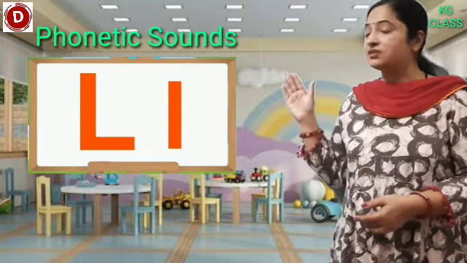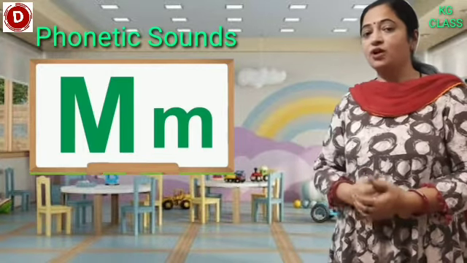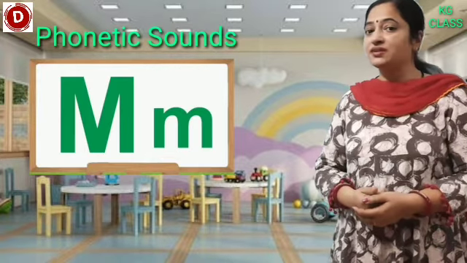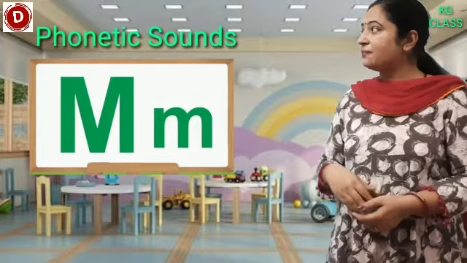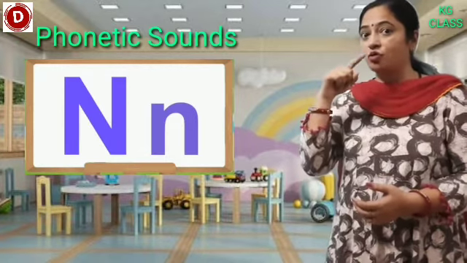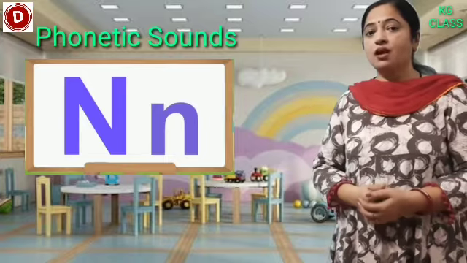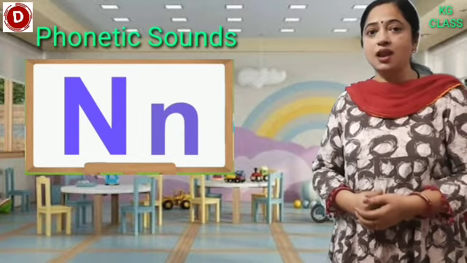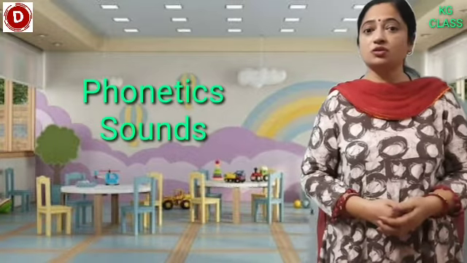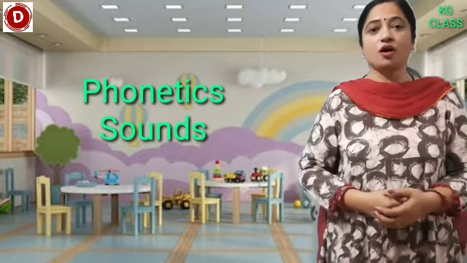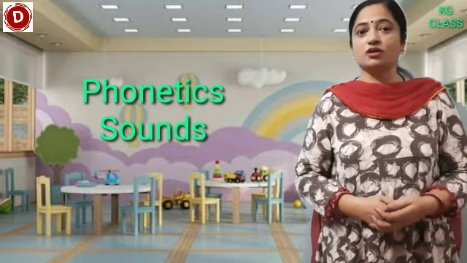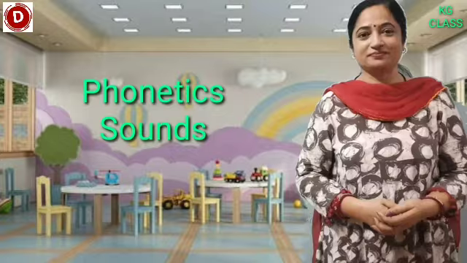After L comes M. The sound of M is M. M says M. After M comes N. N says N. Tongue will again roll up and go up. N says N. Children, I hope now it's clear. Now you're able to learn the sounds of letters from A to N. Learn them and make your videos on it also and send them to me.